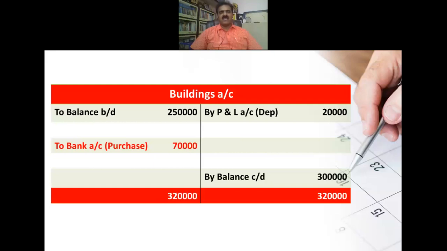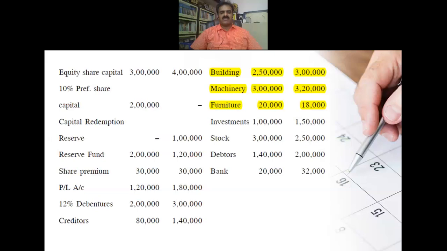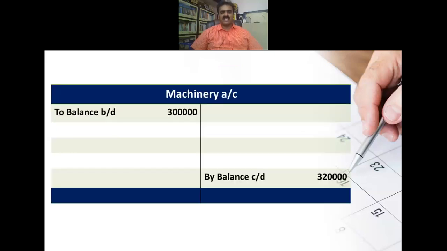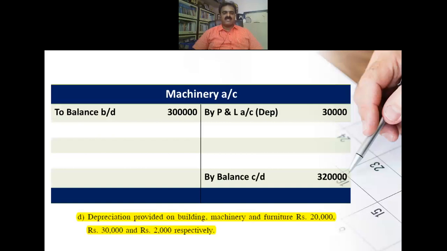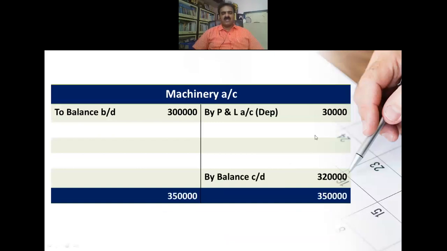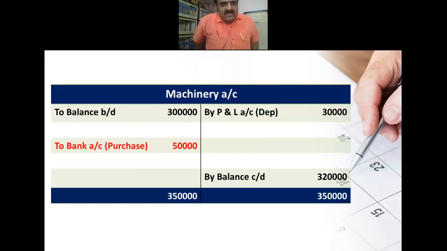This is a building account. Similarly, you need to prepare the machinery account, where the opening value is 3 lakh and the closing value is 3 lakh 20,000 rupees. And again, the depreciation as far as the machinery is concerned is 30,000 rupees. Therefore, depreciation is taken on the credit side. Find the total. The credit side is higher, 3,50,000. Therefore, the balancing figure appears on the debit side. That is to say, 50,000 rupees will be treated as purchase of machinery.